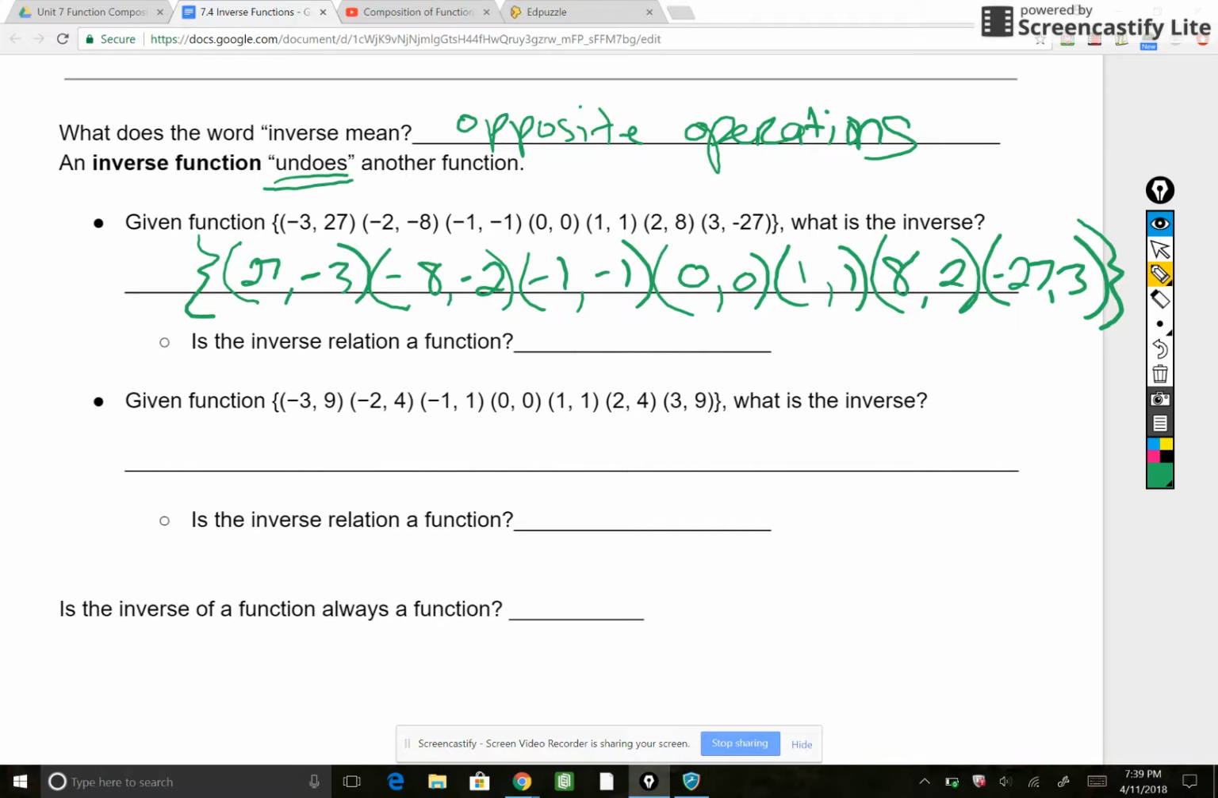And then it asks you, is the inverse relation a function? So remember, for a function, every x needs to only go to one y. So every input can only have one output. So look at your x's. Every x only goes to one y. Yes, this looks like a function.